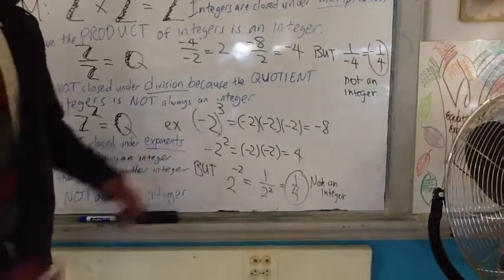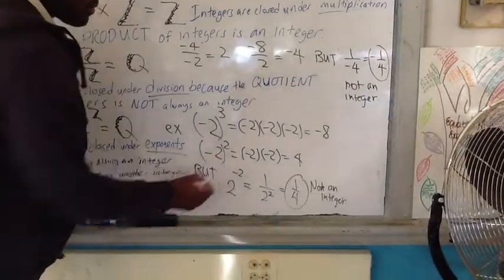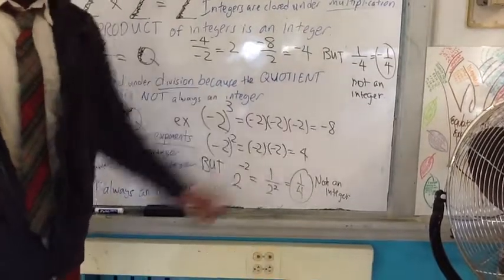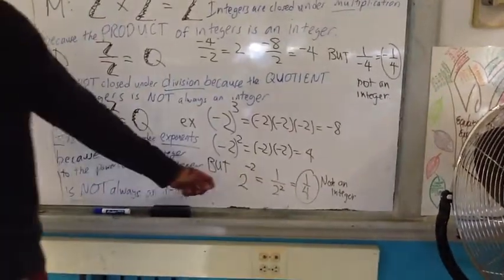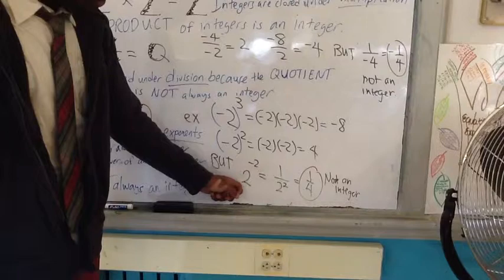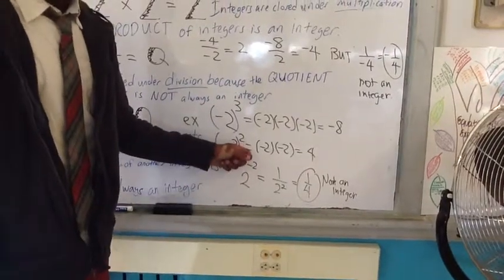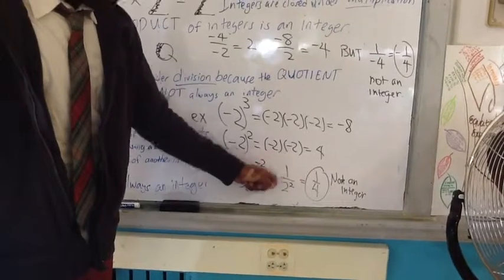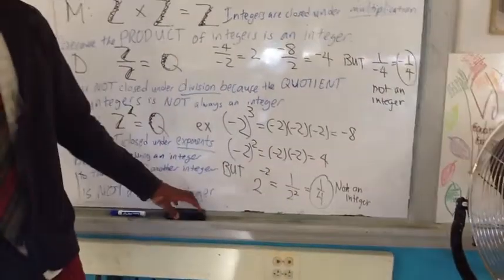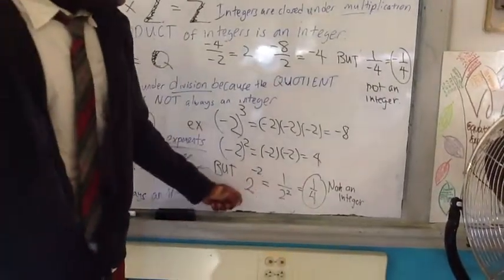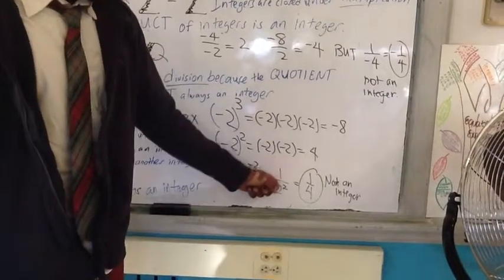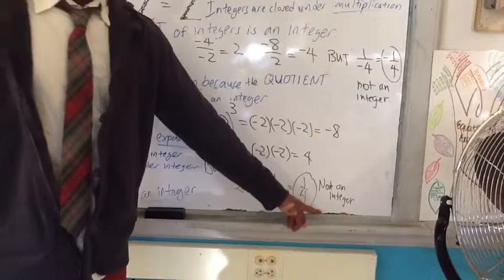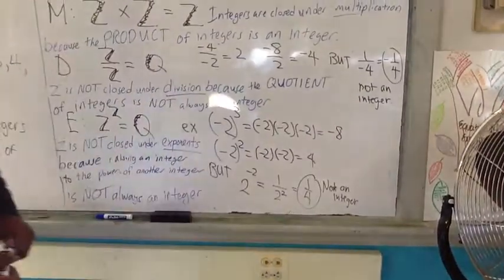We see that negative 2 raised to the second power is negative 2 times negative 2, which is positive 4. However, if we take 2 and raise it to a negative power, we see that we get a reciprocal, because the negative power is an inverse. So we see 2 raised to the negative 2 is 1 over 2 squared, and 1 over 2 squared is 1 over 4, 1 over 4 not being an integer.